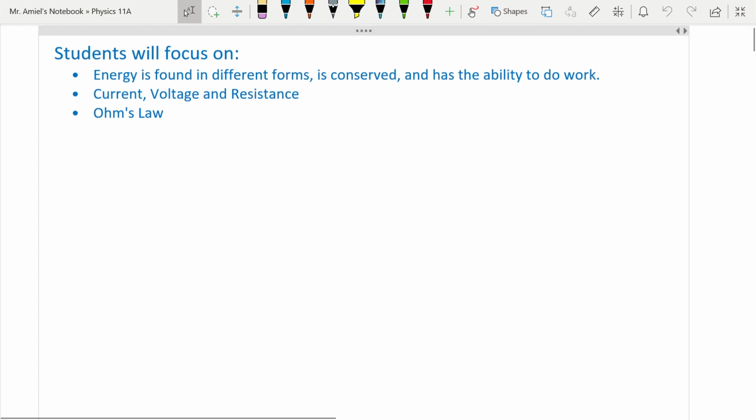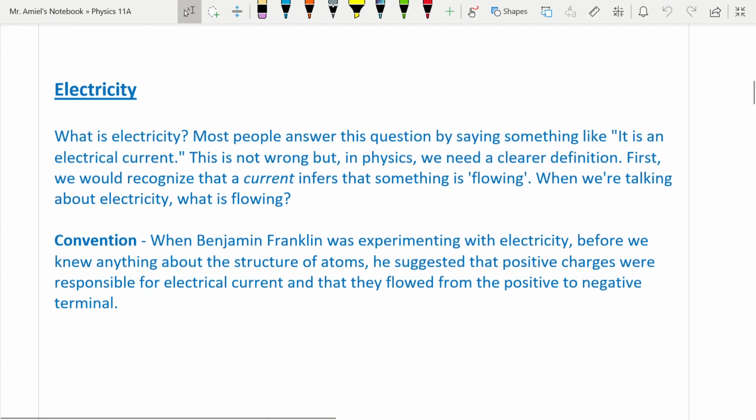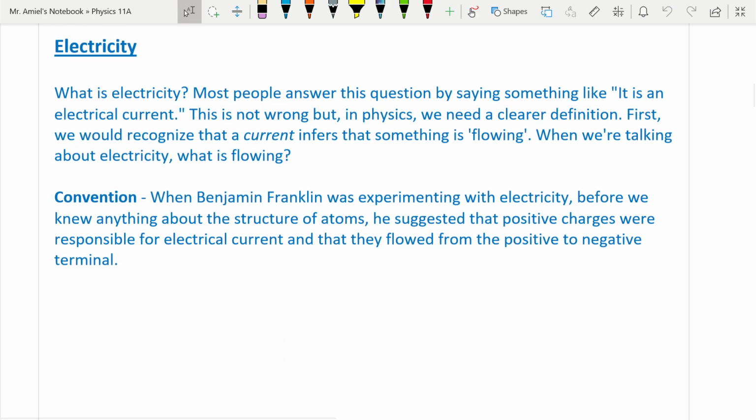Before we can start talking about electrical currents, we might ask, first of all, what is electricity? When most people are asked this question, they'll answer by saying something like, it's an electrical current. That's not wrong, but in physics, we obviously need a clearer and better explanation for what electricity is. So let's take apart that first response.